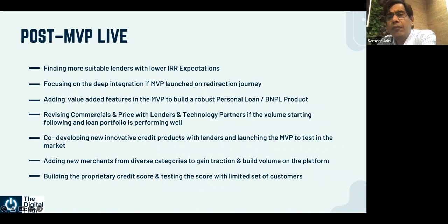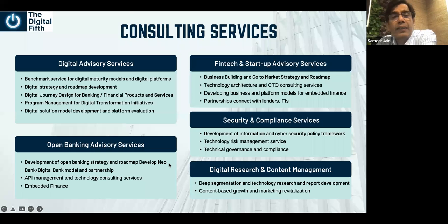And post going live, what you should do is curate your portfolio, and as the portfolio performs well, you go for larger lenders who give lower rates, keep scaling it up. Do deeper integration for improving the journeys, add more products, more services, more journeys, and relook at the commercials, because sometimes you would have got adverse numbers because you were too small. You may also have opportunity to do innovation on the credit side. So I think that's largely what I wanted to talk about.